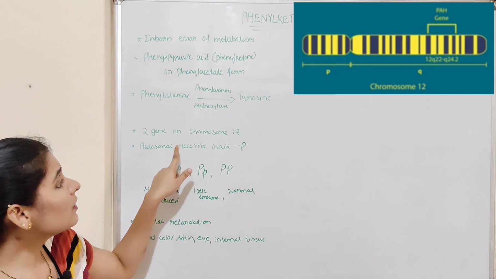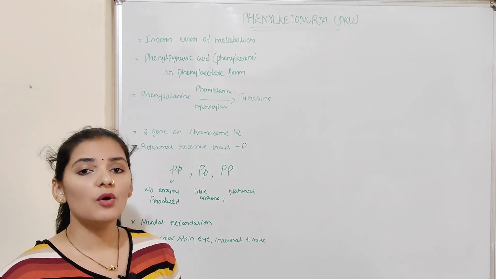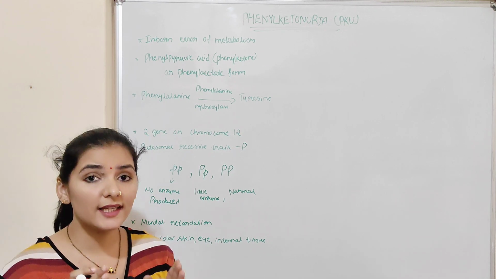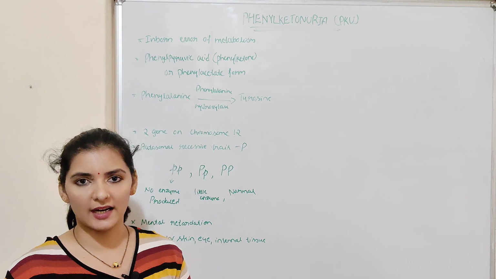It is an autosomal recessive trait because only in the recessive condition, when both the homologous chromosomes have this abnormal gene, only in that particular condition the symptoms of phenylketonuria appear in that individual.